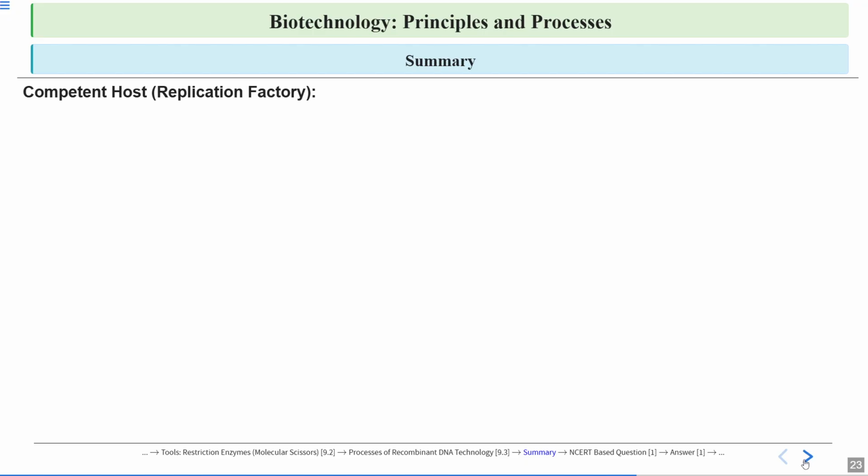So now, what is the summary of today's class? In short, first of all, we started with what a competent cell is. A competent cell is a cell that has certain characteristics that allow the entry of foreign DNA into itself. Then we studied the different methods.